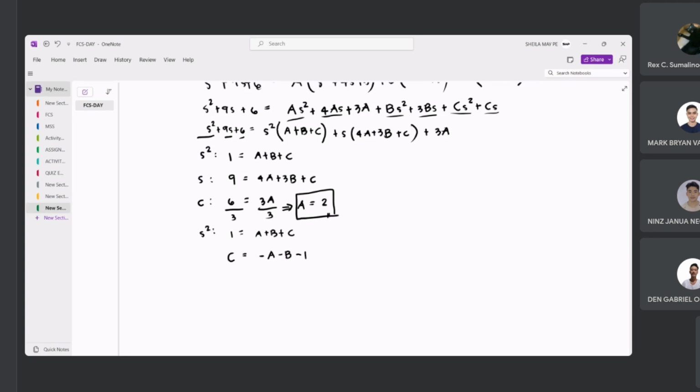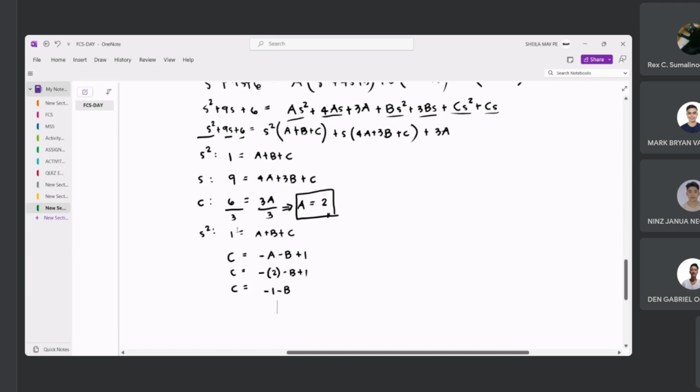Minus 1. Okay, now let's do the 1. Do not forget the 1. So, C equals, we have our A, which is 2, minus B minus 1. Negative 2. Oops, that's positive. Okay? Only A and B do I transpose. So, negative 2 plus 1. So, that's negative 1 minus B. Okay, we have our C.